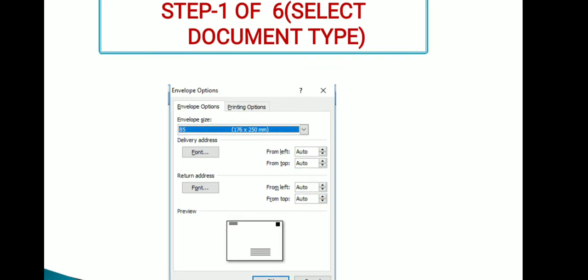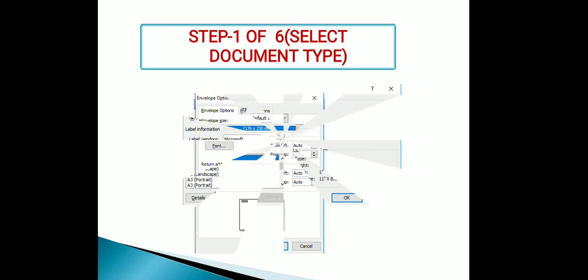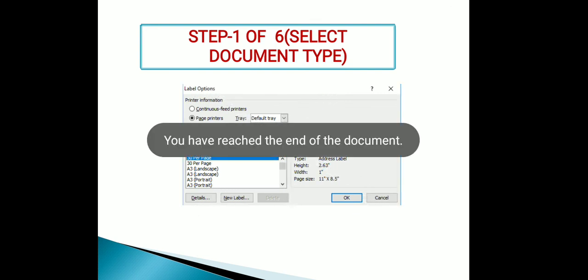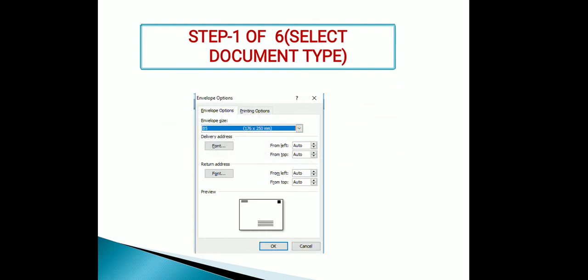Next one, I already explained about the envelope options. You can set the envelope size, different sizes, and you can also see the preview. I hope you understood the different document types, the select document type option in the mail merge.